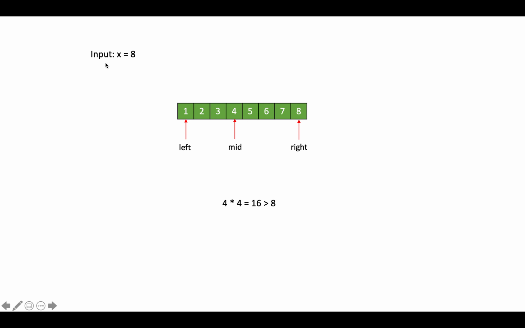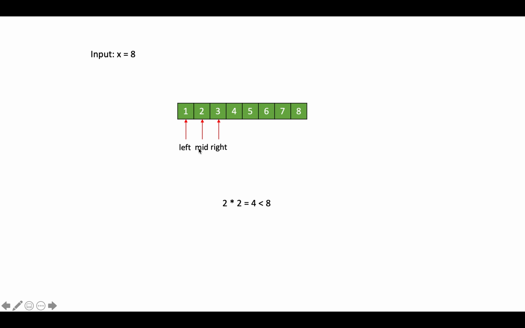Suppose this time we want to find the square root of the integer 8. Again, we first calculate the midpoint, and we compare this value with the square root of 8. Because 4 times 4 is 16, which is larger than 8, we know that our square root cannot be in this part, and we move our right pointer to here to keep searching in the other part.